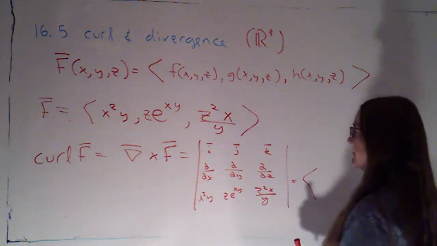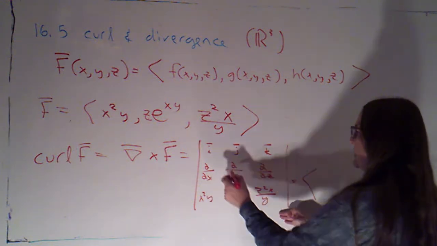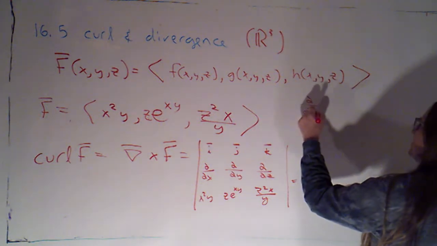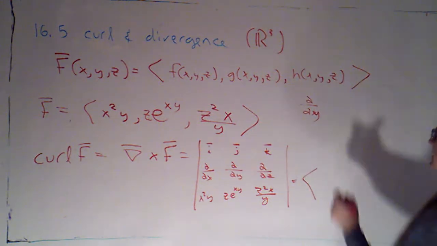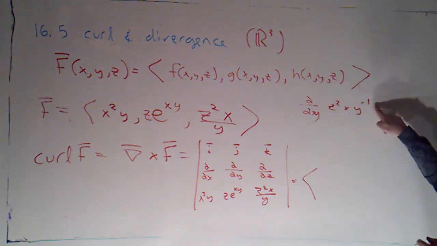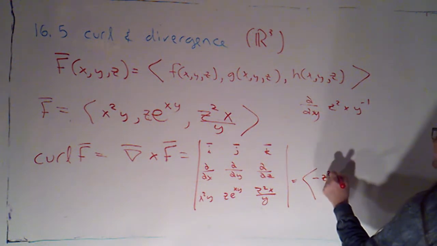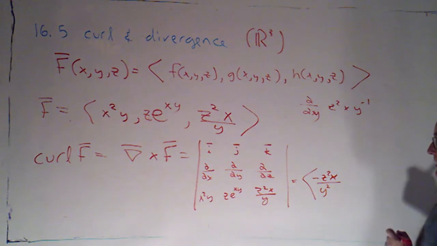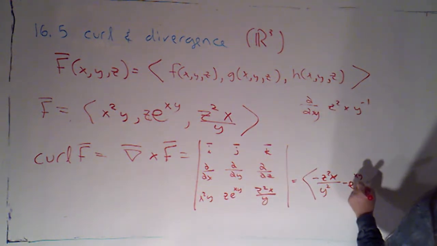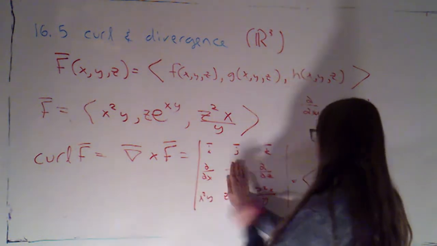So in my first component, I'm getting this symbolic determinant. So I'm taking the partial with respect to y. I'm just going to do a little bit of side work here. Partial with respect to y of this function, I'm just going to rewrite that as z squared x times y to the negative 1. And that way I can see I'm going to get negative z squared x y to the negative 2, or y squared, minus the partial of this with respect to z, which is just e to the xy. For the second component, the j's, just want to remember to do it backwards.